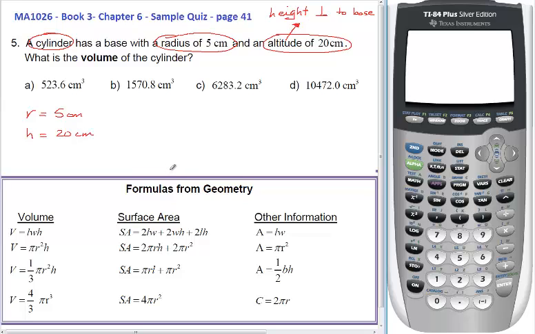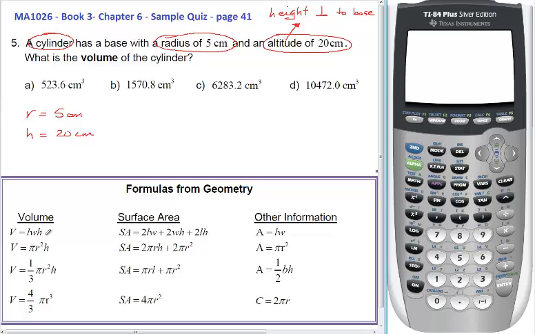Now all we need is the formula for the volume of a cylinder. What is the formula for the volume of a cylinder? Notice I have the formulas on the bottom there. The volume is in the first column. Now which one is a cylinder? You'll be given the same formula sheet. You must be able to distinguish which ones belong to what.